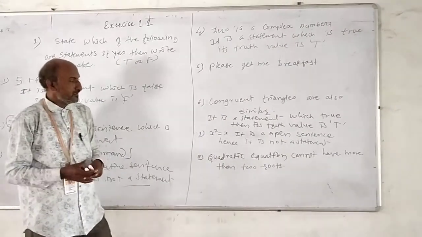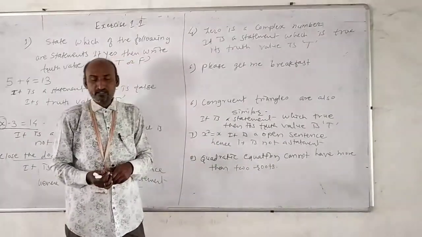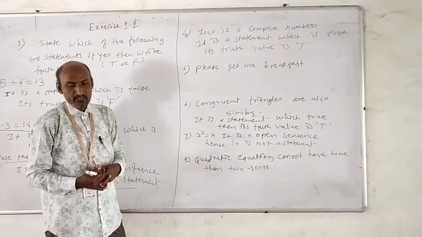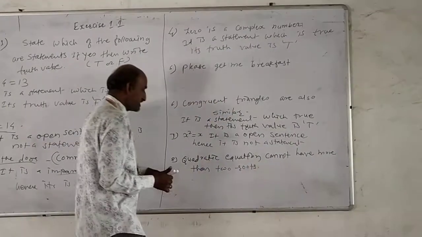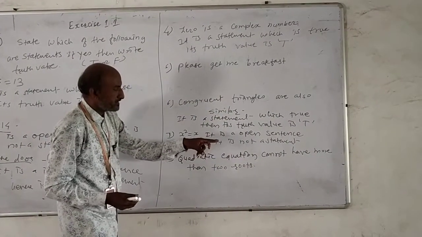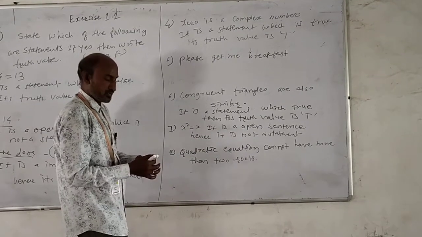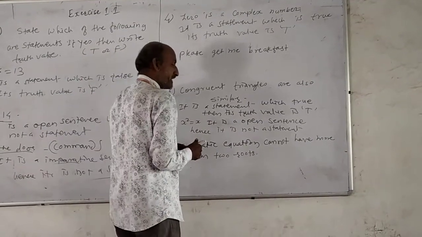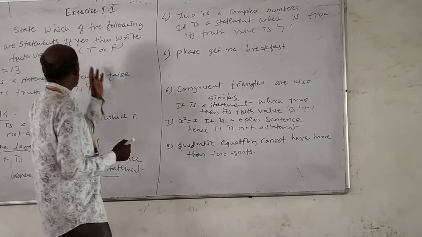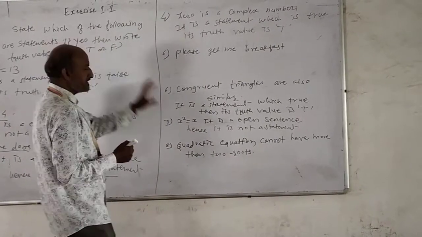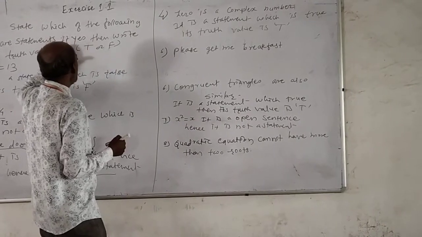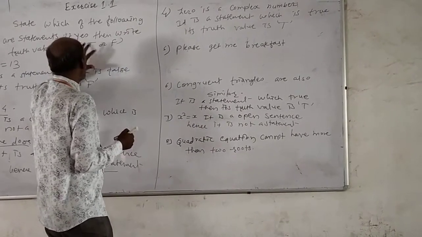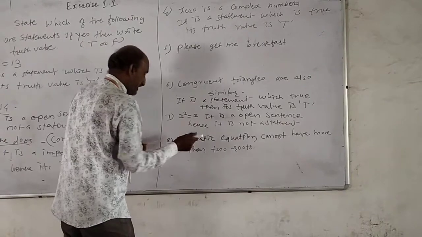Try to understand what is meant by quadratic equations. In quadratic equations, the concept is that quadratic equations cannot have more than 2 roots. Is it a statement? Yes. The first thing is that it is a statement, no doubt. Then what is the value? If it is a statement, then write the truth values here.